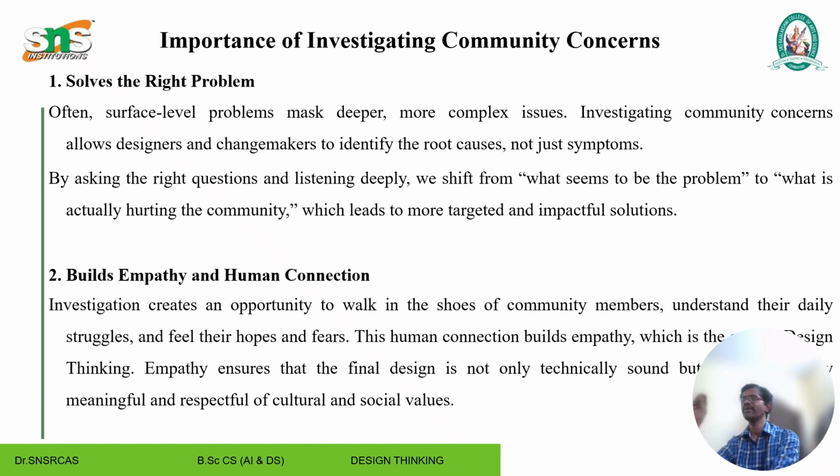Symptoms are just information or the initiation of a problem. By having symptoms, we cannot define the right problem. So we need to ask the right questions. In order to give solutions for the right problem, we need to ask the right questions and listen deeply, so that we can see what seems to be the problem and what is the actual hurting of the community.